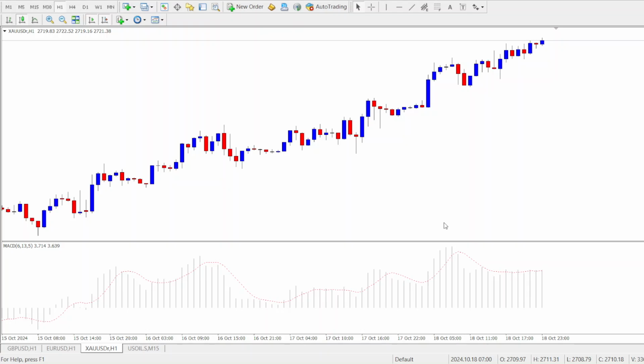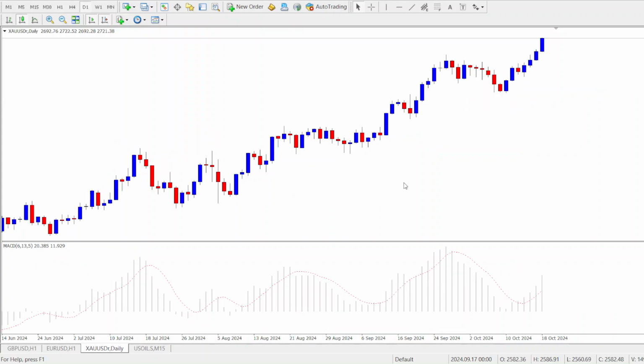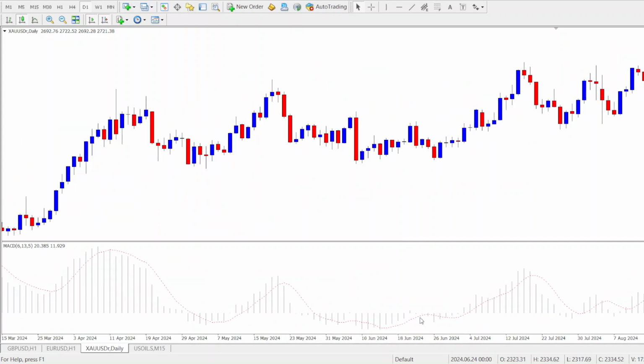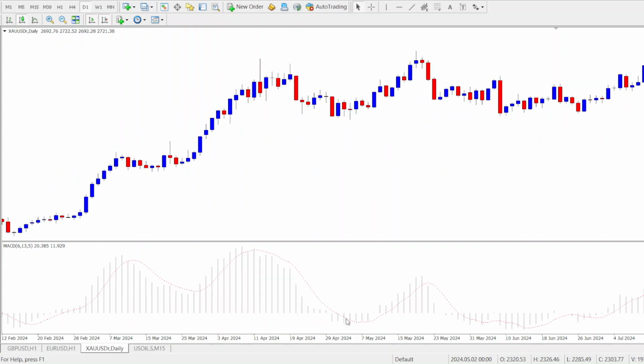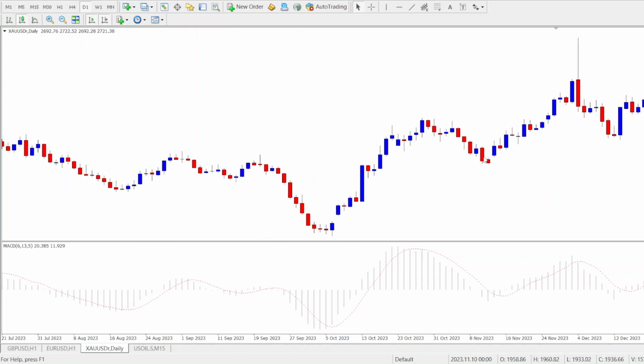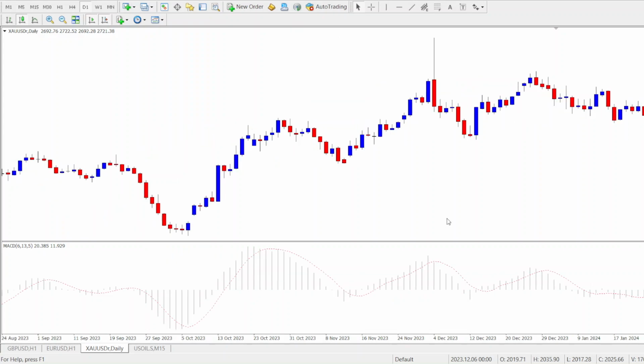Okay. Now, when the MACD line crosses above the zero line, it indicates bullish momentum. When the MACD line crosses below the zero line, it indicates bearish momentum. Okay, and then you can also use the MACD to identify divergence. For example, if the price is making new highs or lows and not confirmed by the MACD, it can signal a potential reversal.